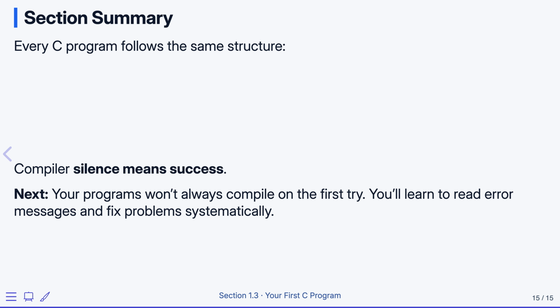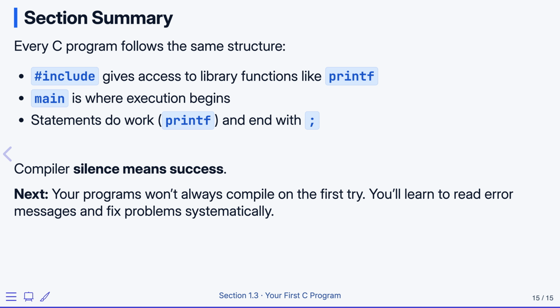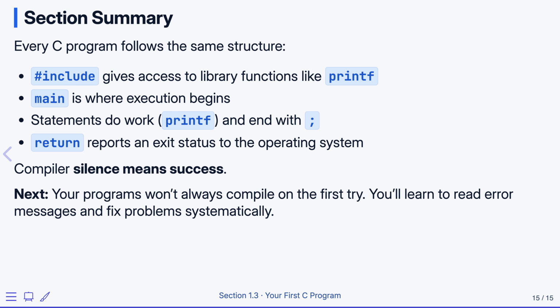Let's recap. Every C program follows the same shape. First, the hash include line gives you library functions like printf. Second, main is where the program starts running. Third, statements do the work like printf, and they end with a semicolon. Fourth, return reports an exit status to the operating system. And remember, compiler silence means success.